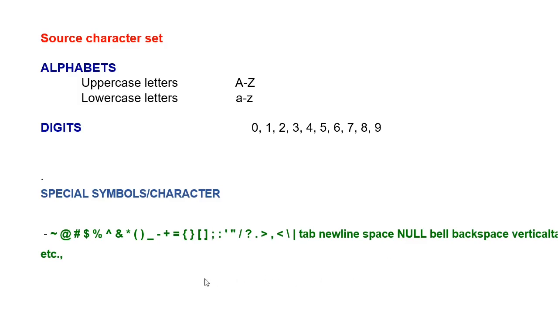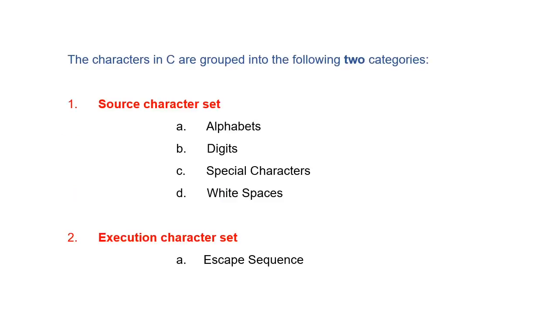These are the symbols. These symbols are used for special purposes, for arithmetic operations or any other operation, or for any graphical representation. So special characters can be used. Then, what are the sources of character sets? Alphabets, digits, special characters, and white spaces. Alphabets you know very well, digits you know very well. What are special characters? Special characters are nothing but the symbols.